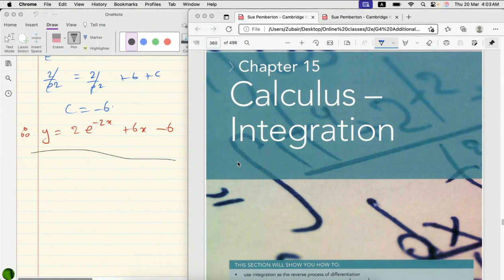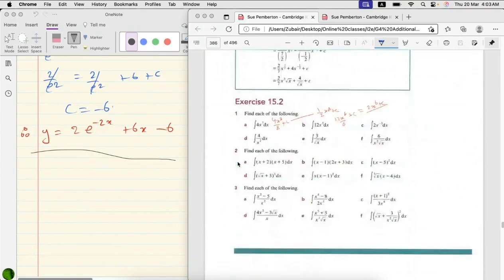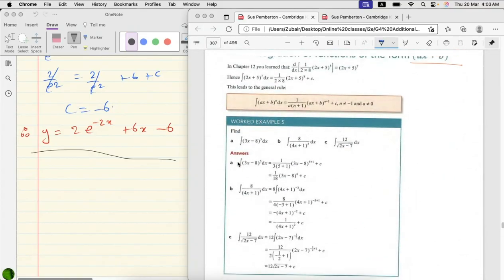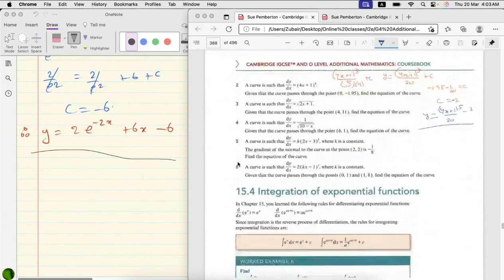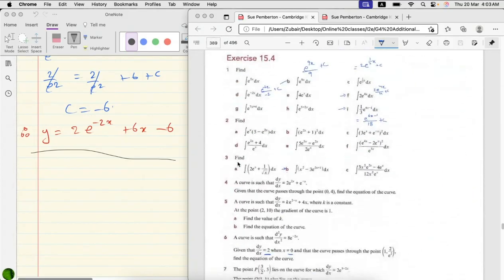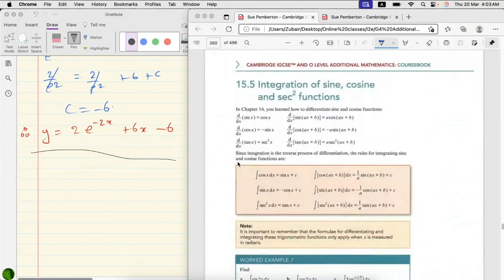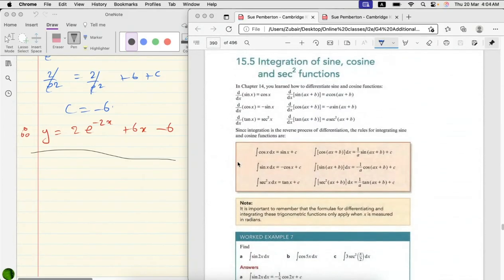Calculus, and we did integration of exponential functions. Next subtype is integration of sine, cosine, and secant square functions.